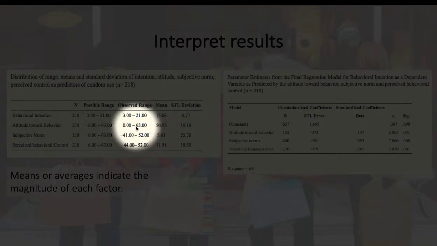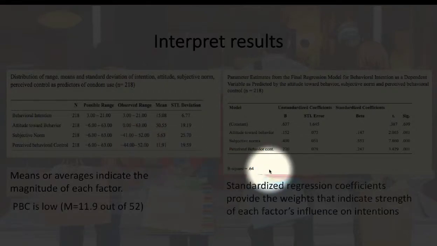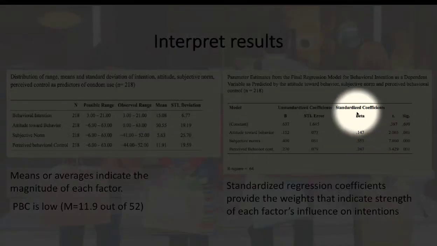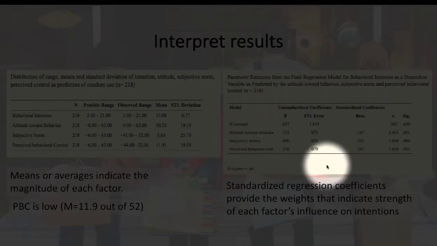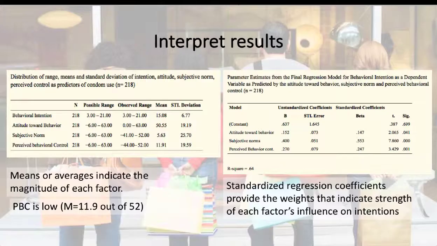A 50 out of 63 is pretty high as well, but a 5 out of 52 is pretty low, and so is an 11.9 or 12 out of 52. Those are pretty low, so these two are relatively low given the scale range. And then over here we have the standardized regression coefficients in this particular column. This is a multiple regression analysis, and you can use SPSS or SAS, R, or Excel to run a basic multiple regression analysis.